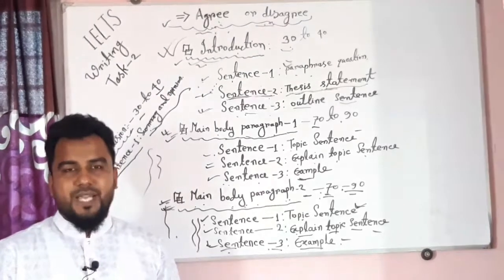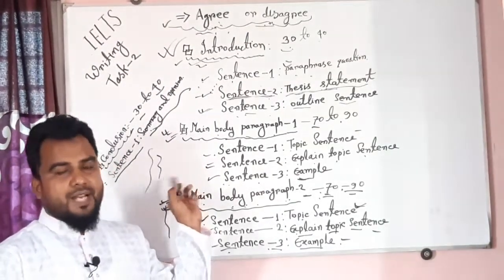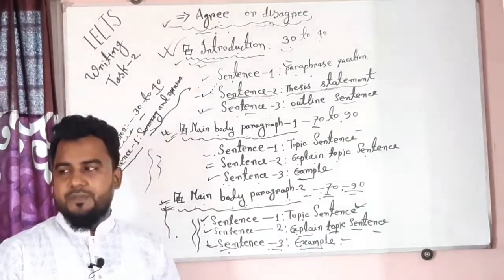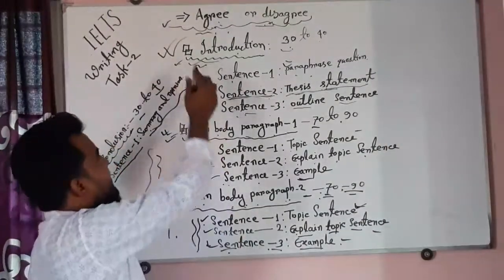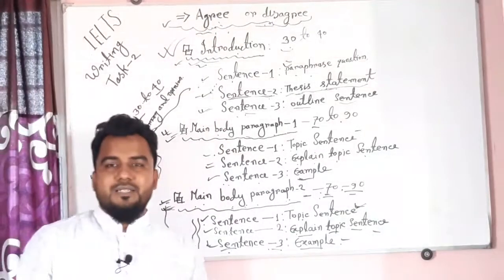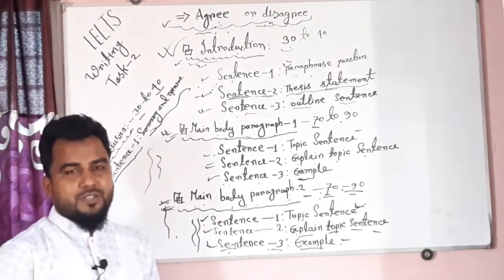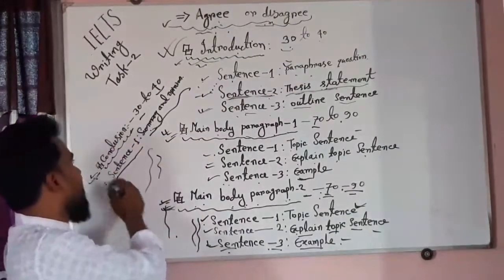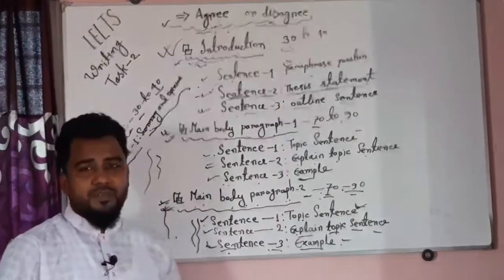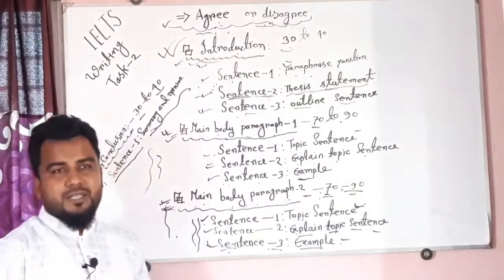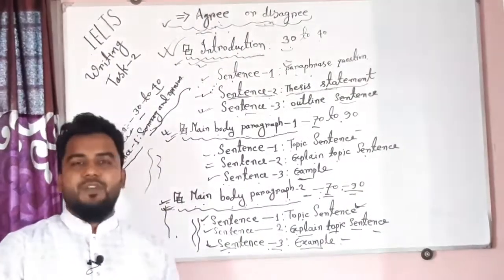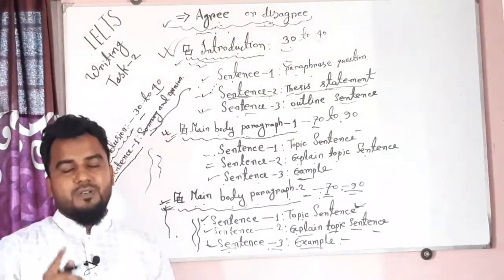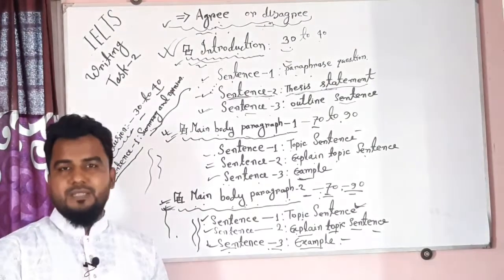So at first we have to write the main structure of writing test 2, so that we can get a good score. Agree and disagree is divided into 4 parts: the introduction, main body paragraph 1, main body paragraph 2 and the conclusion. The introduction is divided into 3 parts, sentence 1, sentence 2 and sentence 3, and you have to write 30 to 40 words minimum. It is the minimum range of words.